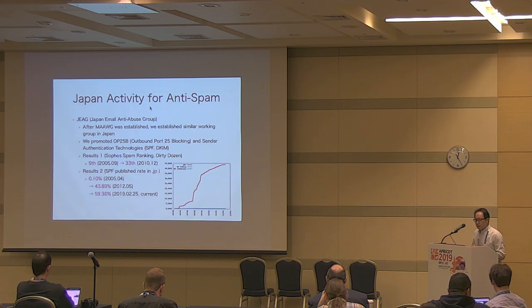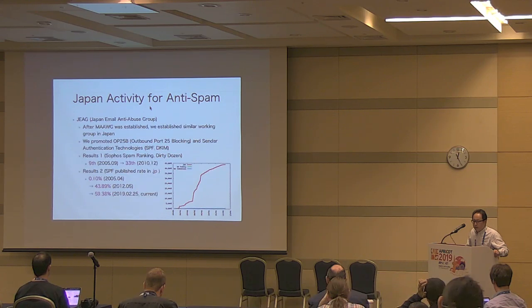Another result is the SPF publishing rate in .jp domains. At first, in 2005, only 0.1% published an SPF record. But we promoted SPF and also DKIM. An SPF record is easy to catch through the DNS service, so we can easily measure SPF record publishing. The result is that in 2012, 43% published the SPF record in JP, and the newest measurement indicates they are near 60% published.